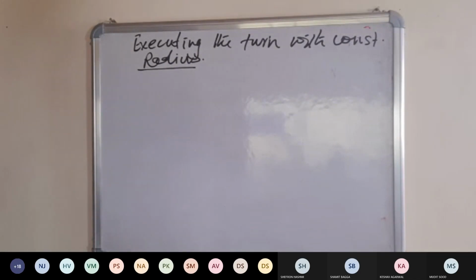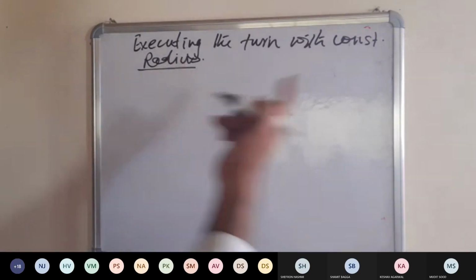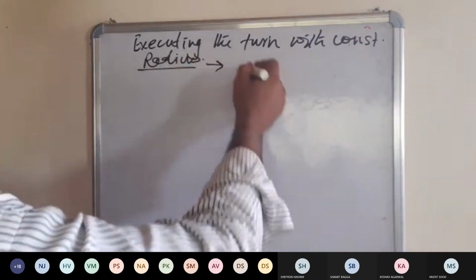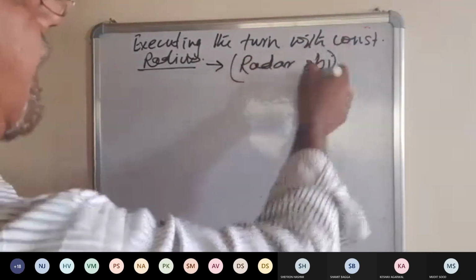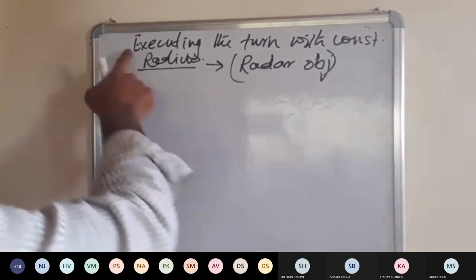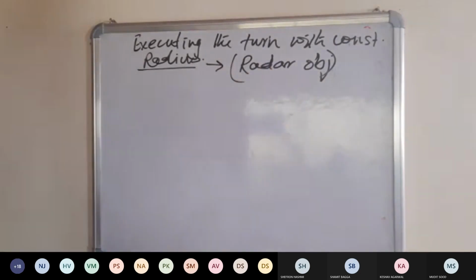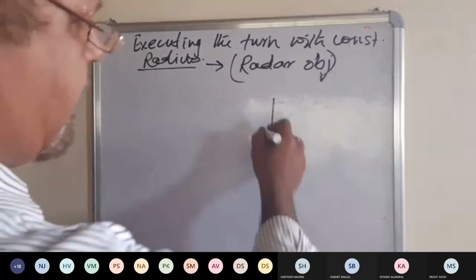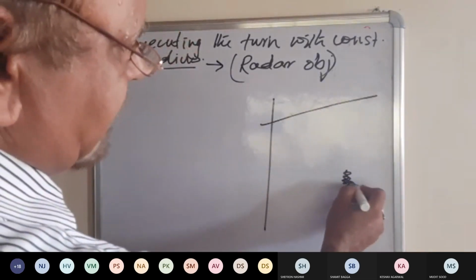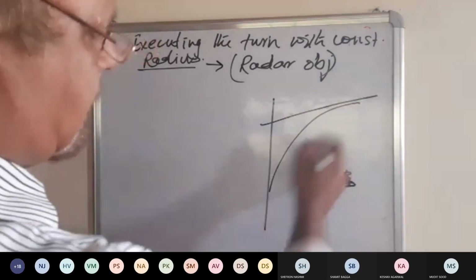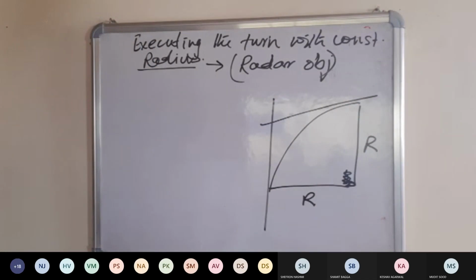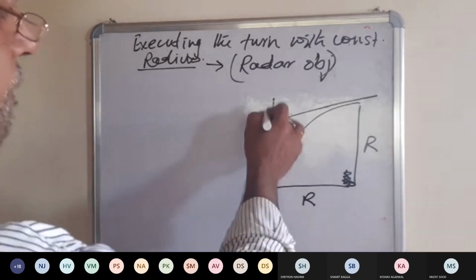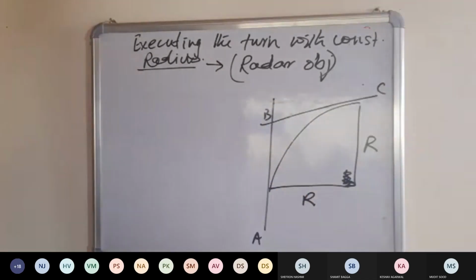Turning or executing the turn with constant radius. We have our plan. Now let us, for example, देखते हैं when there is a radar object. हमारा प्लान जो था वो इसके अराउंड था, रडार ऑब्जेक्ट के अराउंड. अब मैं टर्न जो एग्जीक्यूट कर रहा हूं वो कांस्टेंट रेडियस. So we already have the plan, the radar object here, and we have this turn where there is radius r. We have AB, we have BC, initial and final course.